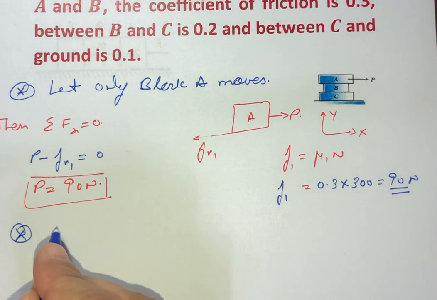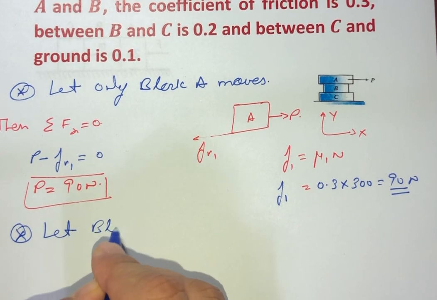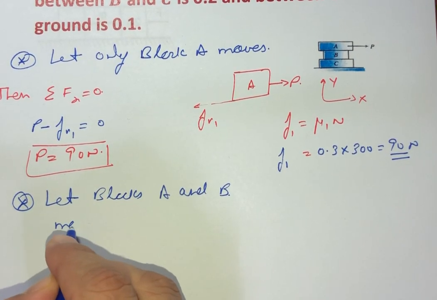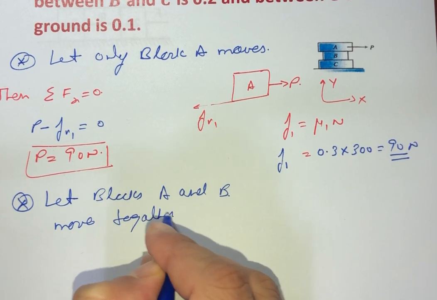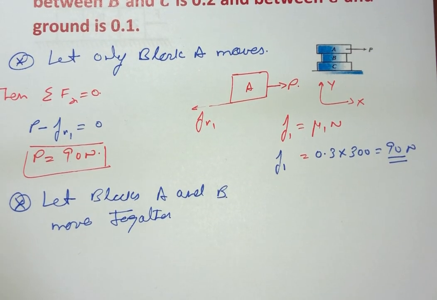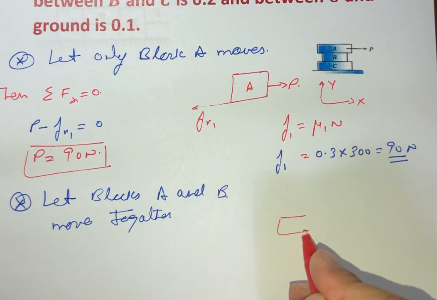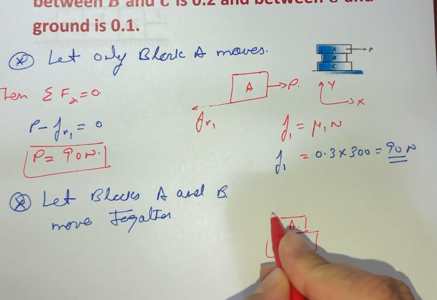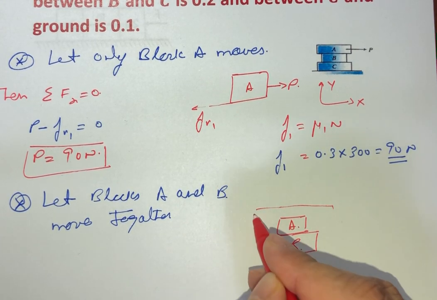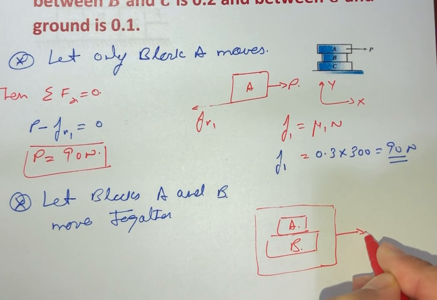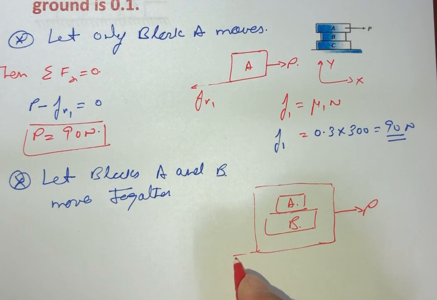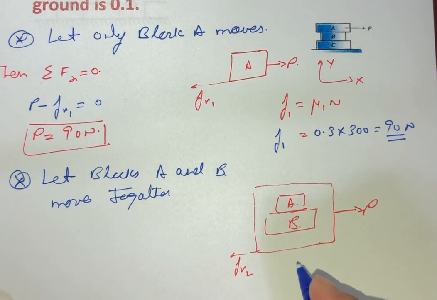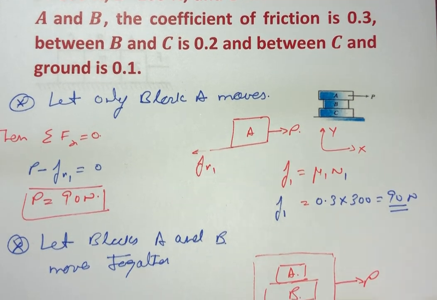So this is our case 1 when block A is moving alone. Next case, we say let blocks A and B move together. So this is A and this is block B. Force is being applied. So this is a combined block. So let us draw the combined block. This is force P, and we are going to have a friction, let us suppose Fr2, and we can find out the value of Fr2. Let us call this N2, much easier.